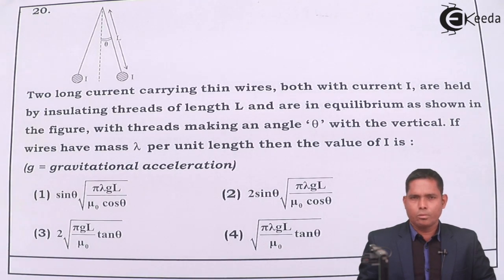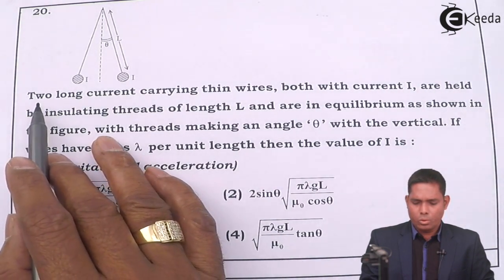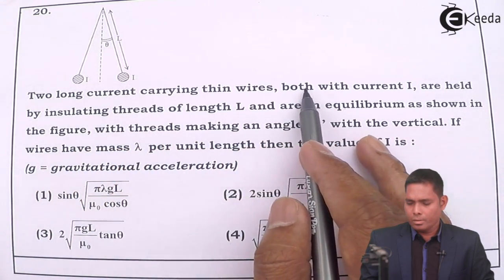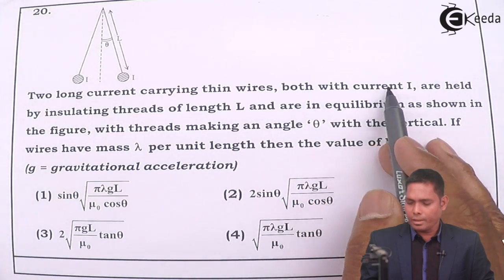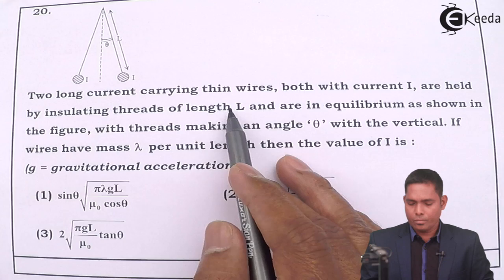Students, let us move to the next question. The question is: two long current carrying thin wires, both with current I, are held by insulating threads of length L.